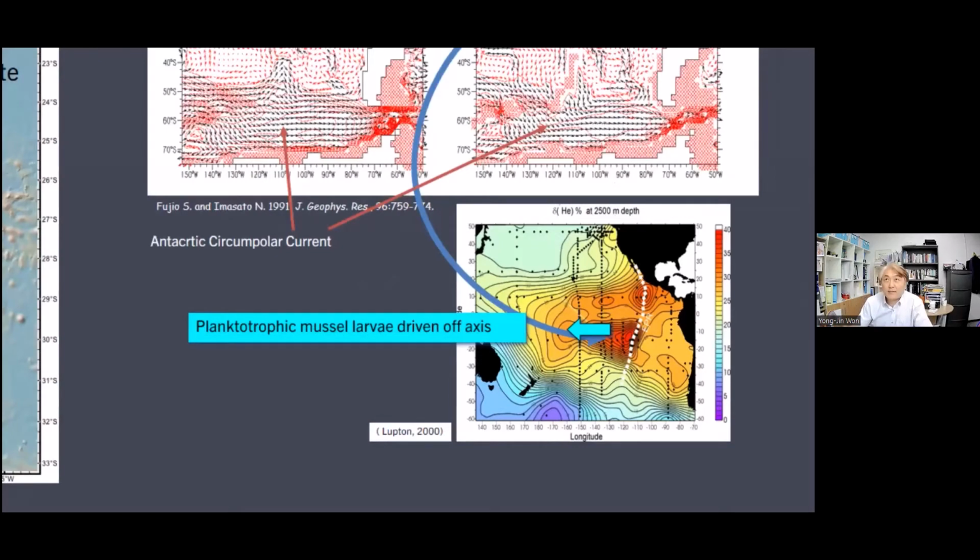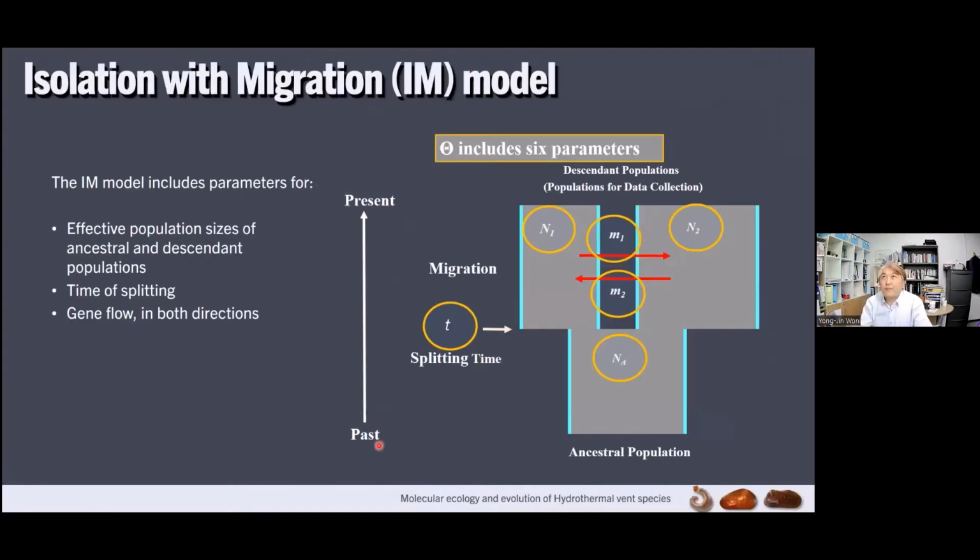So keeping in mind this type of dispersal barrier or physical obstacles to the movement of deep ocean benthic organisms, in the field of biology, the method that we can use to detect the influence of such a physical barrier on biological organisms is a population genetic model. It is called the isolation with migration model.